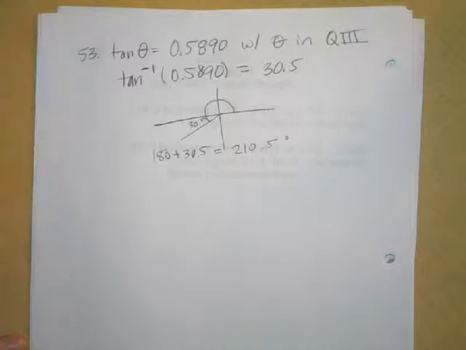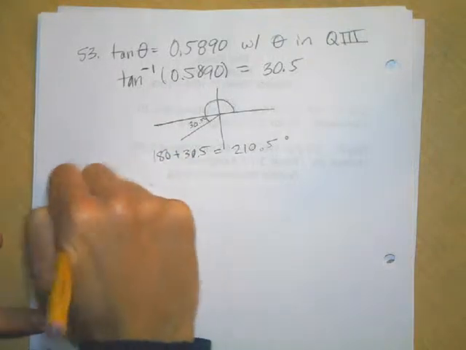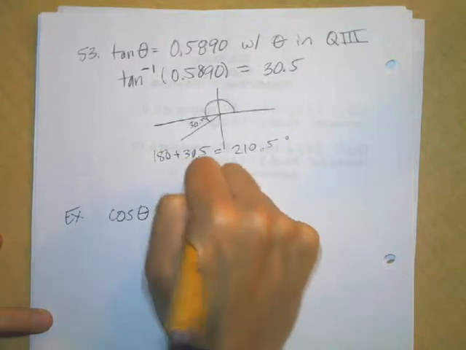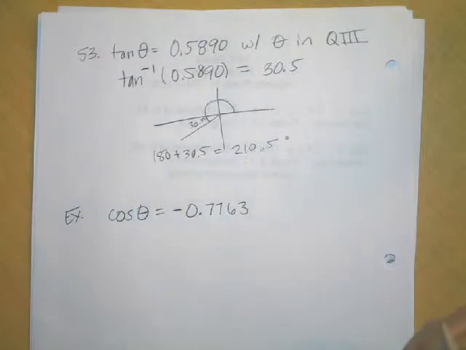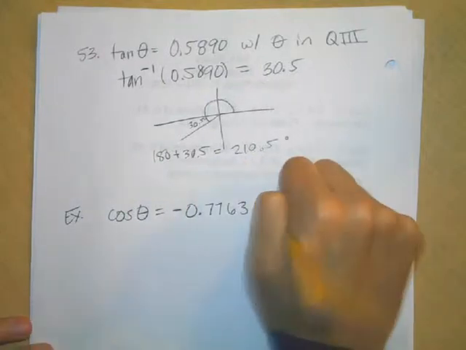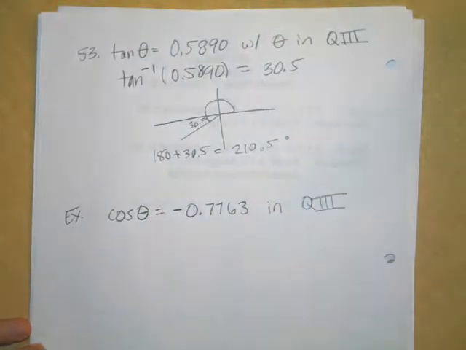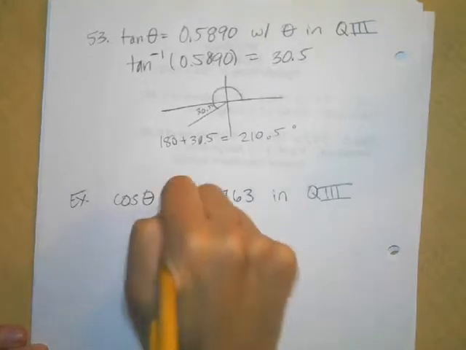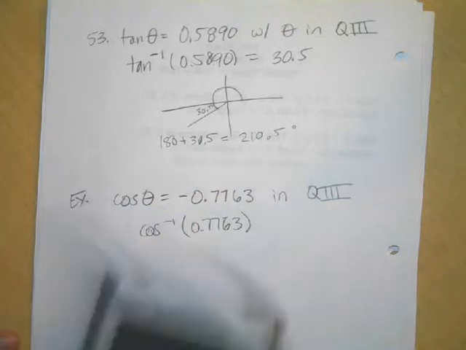Second quadrant, so you guys understand. So let's say it says, okay, I'm just going to make one up. Let's say they say cosine theta equals negative 0.7763, and they want this in quadrant 3. So again, I'm going to use the inverse cosine of 0.7763, and I'm going to get out some angle.